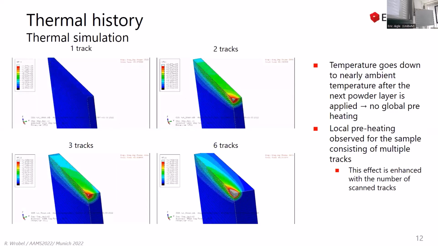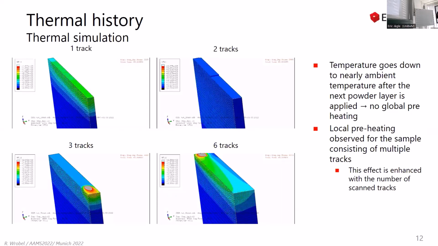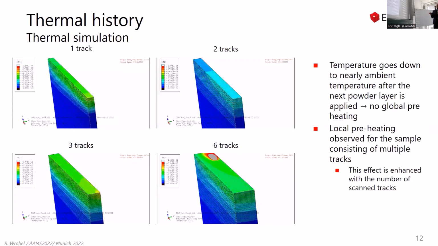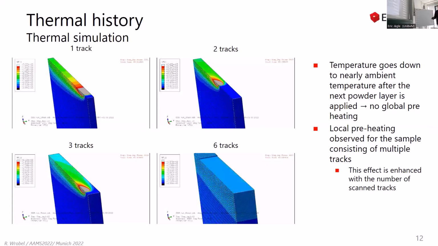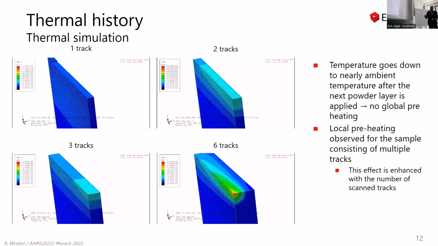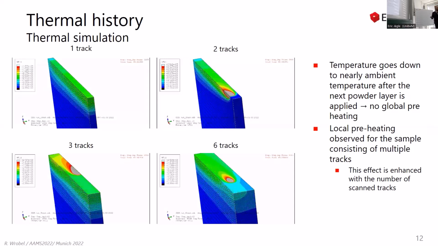So as we can see here, the single track is pretty simple. We are just scanning everything close down. On the 2-track sample, we also do not have any such preheating effect when we are scanning the 2nd track, because the local preheating is reaching only around 100 degrees Celsius. But the difference starts from the 3-track samples. So when we start scanning the 3rd track, for instance, in this case, the local preheating in the area of 3 layers underneath reaches 400 degrees Celsius.